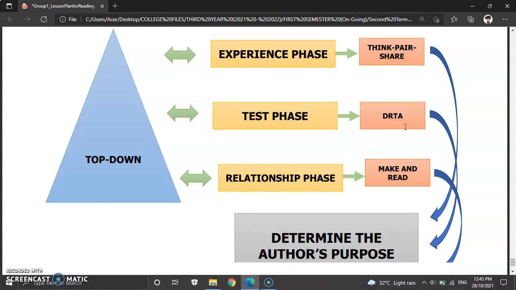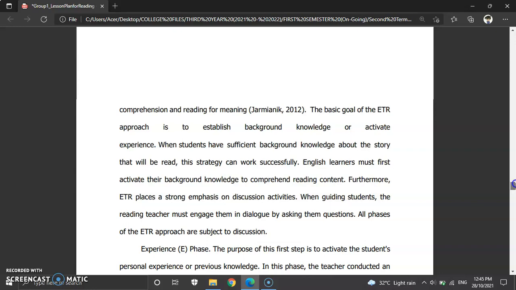And then the last part is the relationship phase, where they connect what they read, after the discussion, to what they can get from it. So the make and read activity, method or strategy will be utilized. Let me go back to our lesson plan.